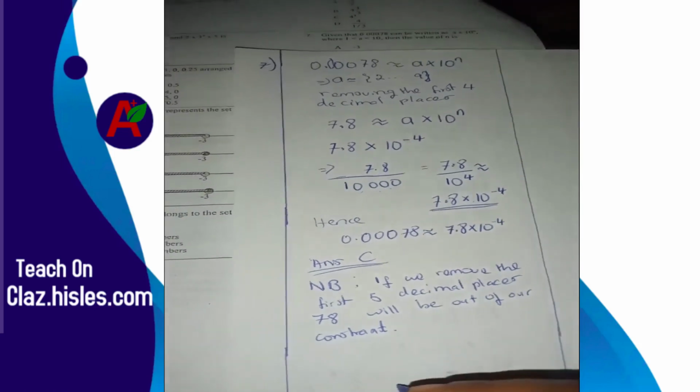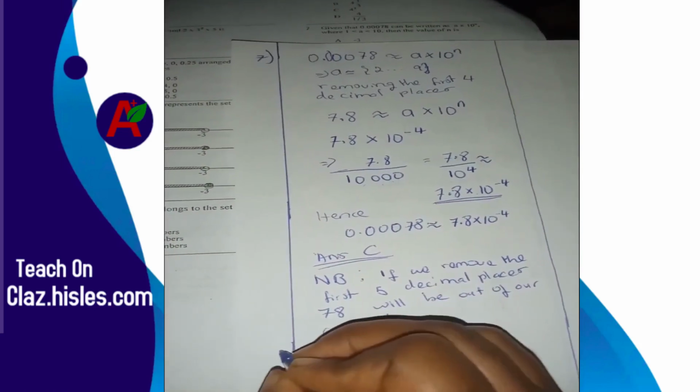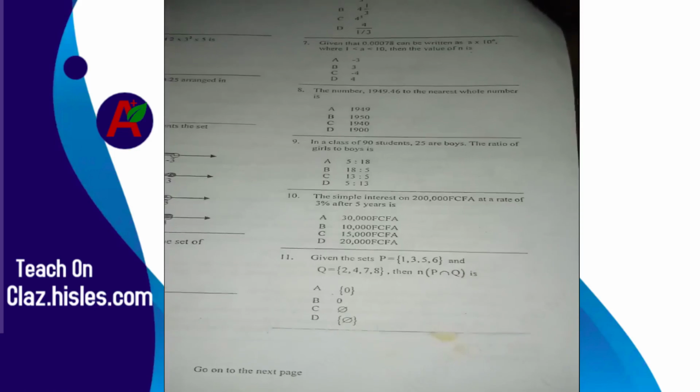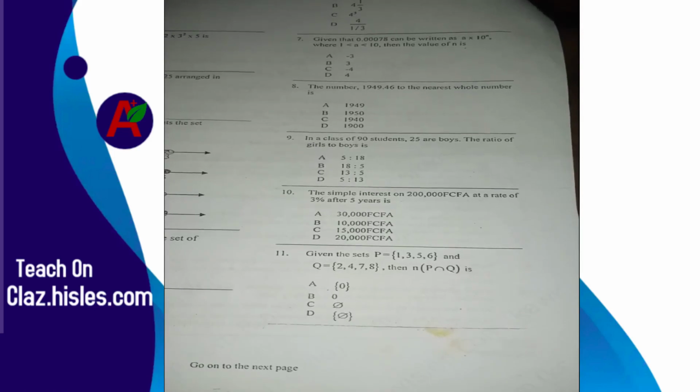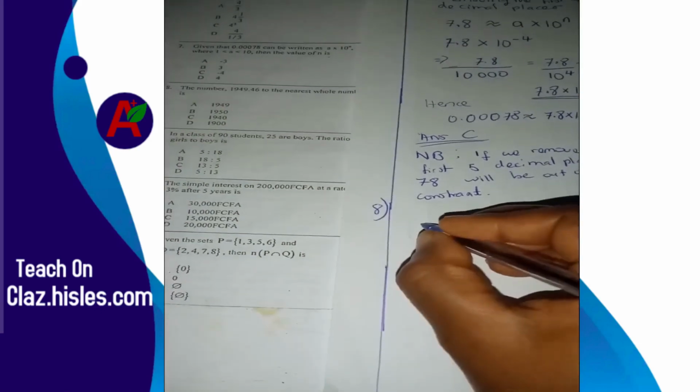So next question, question 8. The number 1949.46 to the nearest whole number is, well, this is what we have, 1949.46. So what is the number that was given to us?